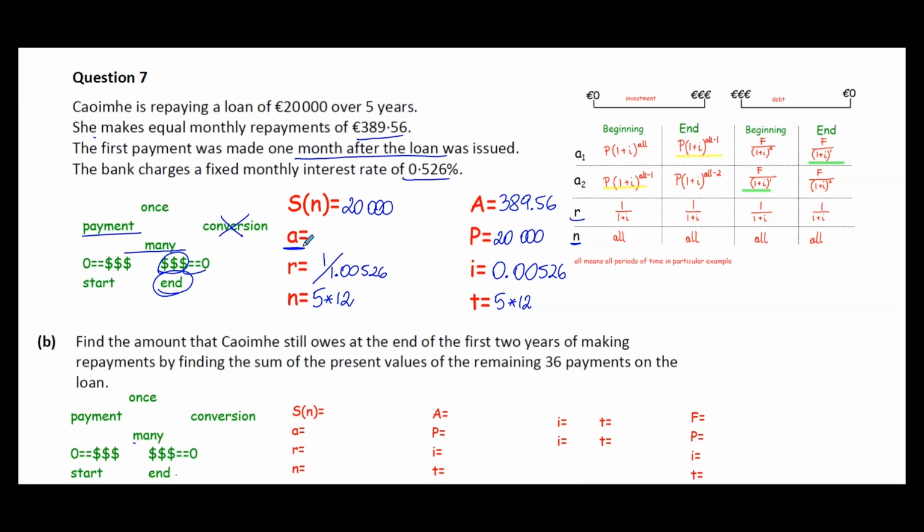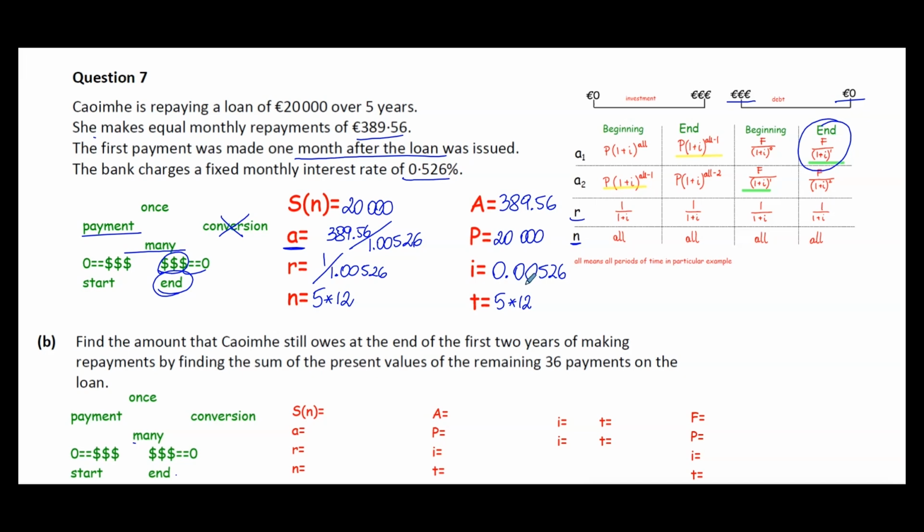So like what we said, we have in this situation here that we go from money to zero money in our loan, and we are looking at the end of the period. So my first term is F, meaning what? That is that amount of money that she is repaying. So that means on top of the fraction, I'm going to have 389.56. And at the bottom of the fraction, I have 1 plus interest rate to the power of 1, so 1.00526.